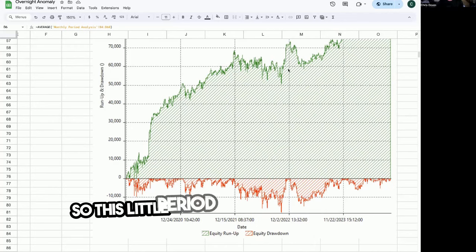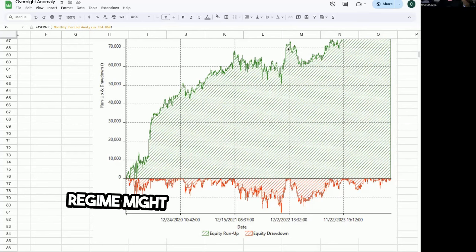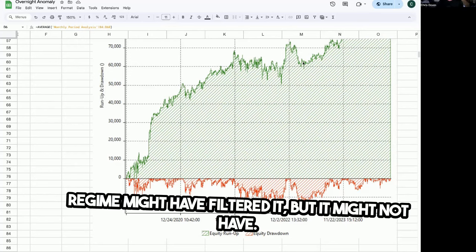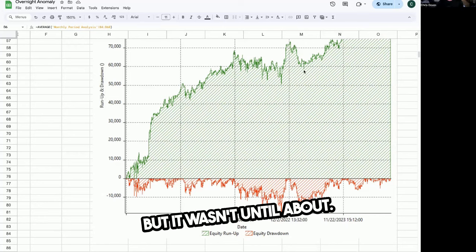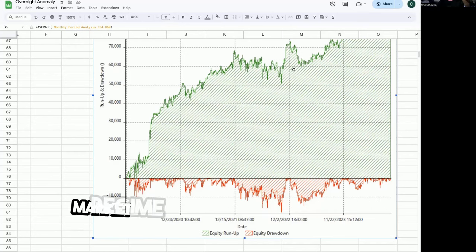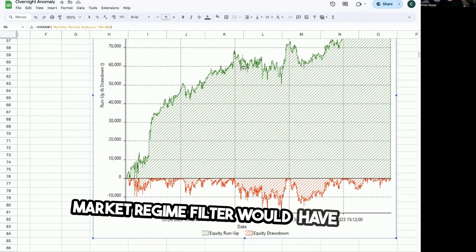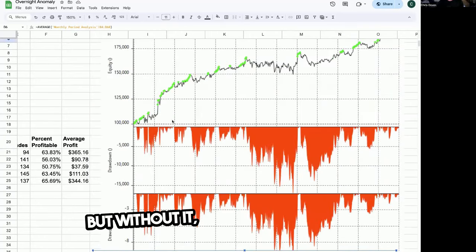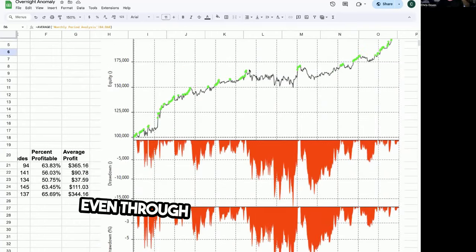So this little period would have been in our market regime, which might have filtered it, but it might not have. It wasn't until about February of 2022 through April of 2023 that the market regime filter would have kicked in. But without it, this is what it looks like. Even through the bear market, it traded.